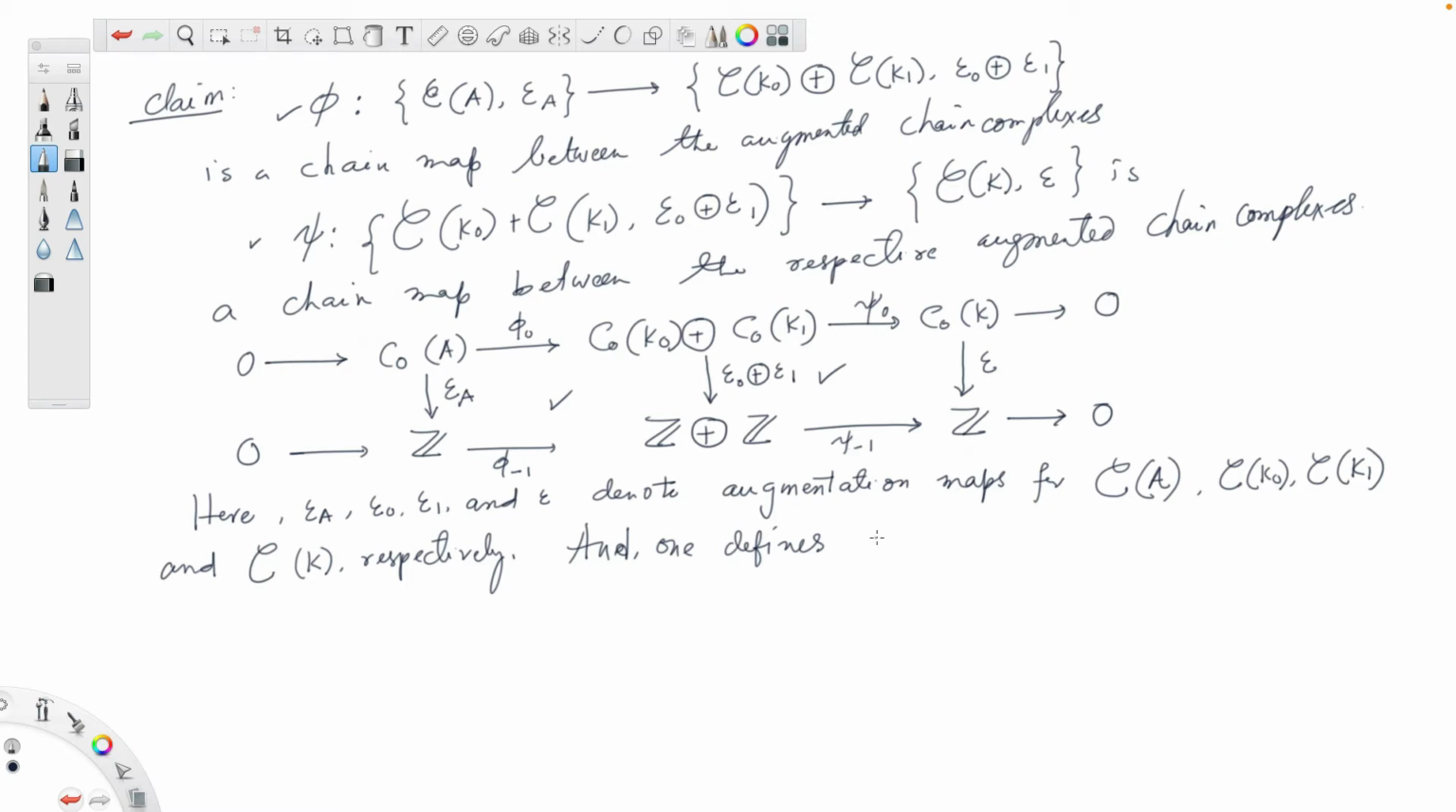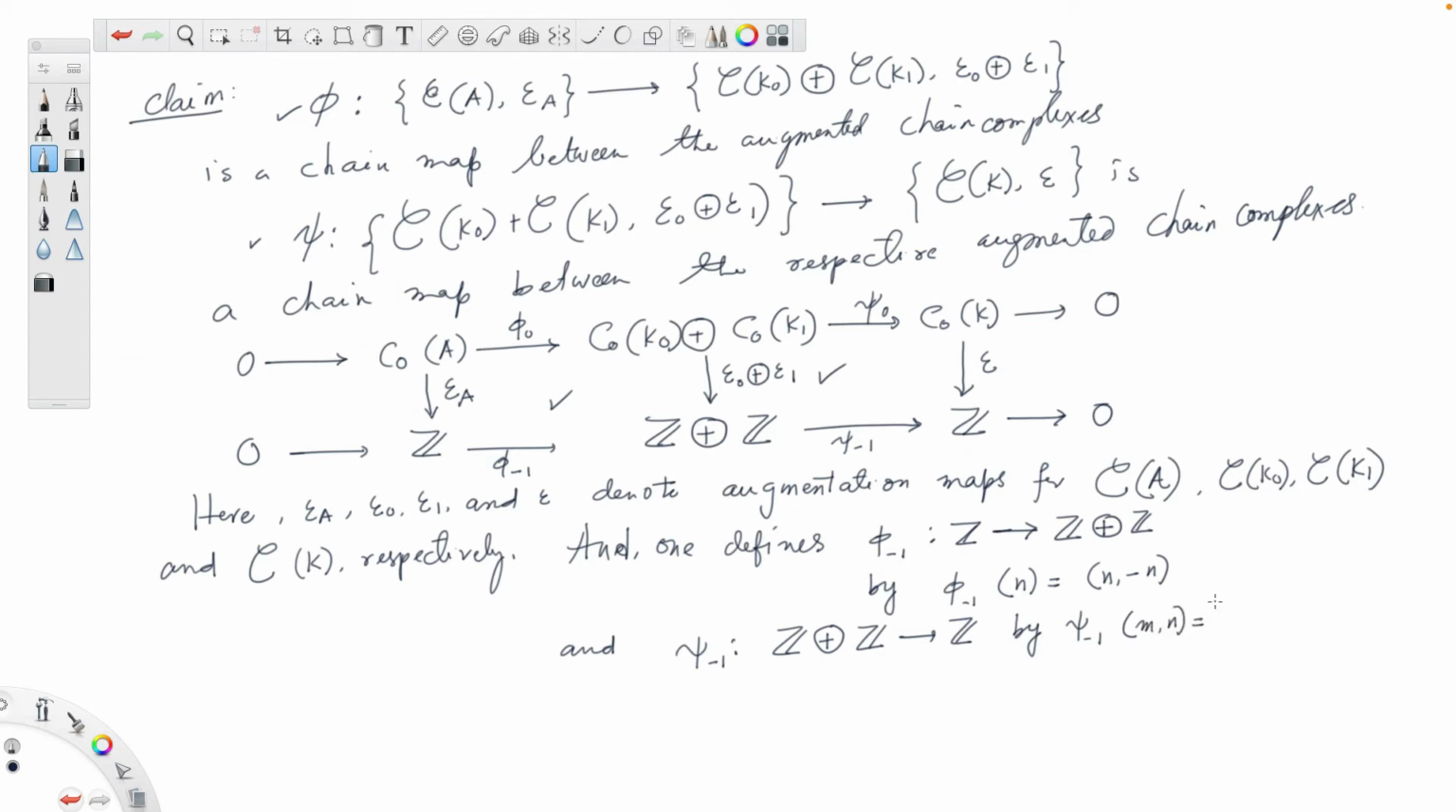Okay, so how do we define these maps? Phi minus 1 is a map from the group Z to the group Z plus Z by phi minus 1 of n is equal to n comma minus n, and psi minus 1 is the map from Z plus Z to Z by psi minus 1 of m comma n is, so psi minus 1 acts on a pair and spits out an integer, and that integer is going to be m plus n. Good.